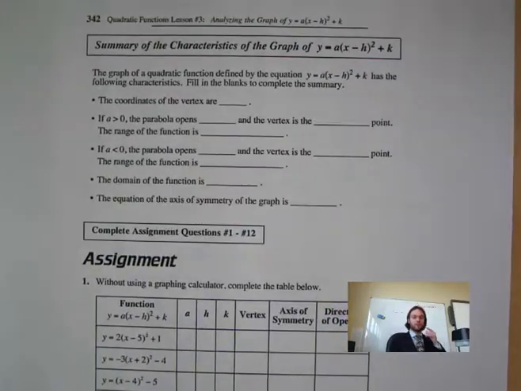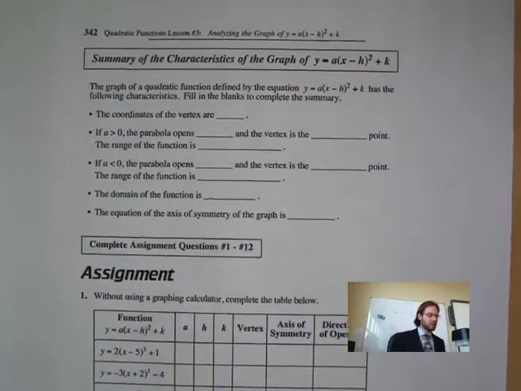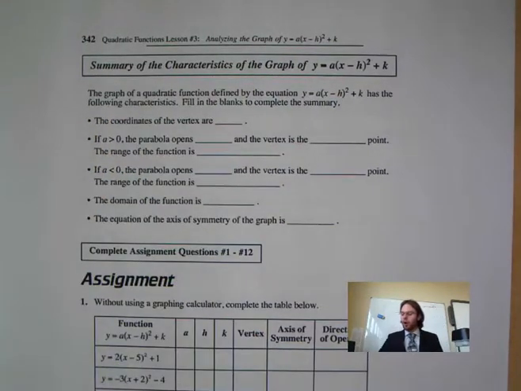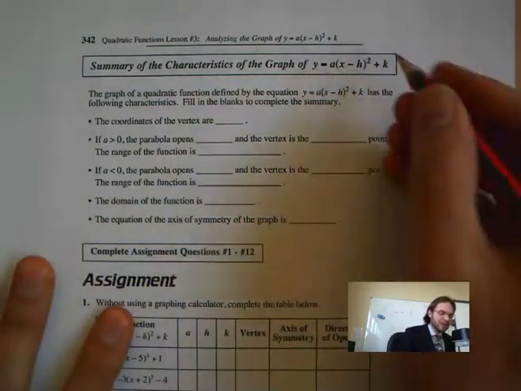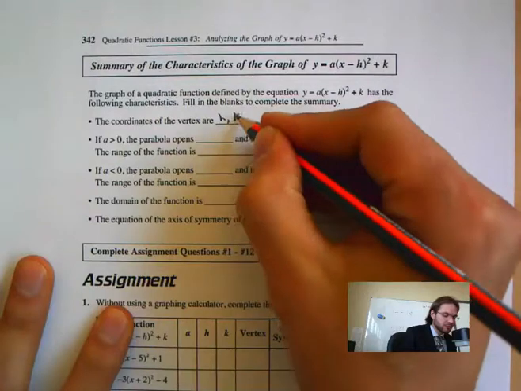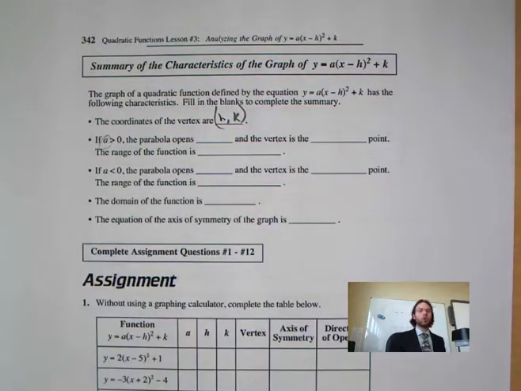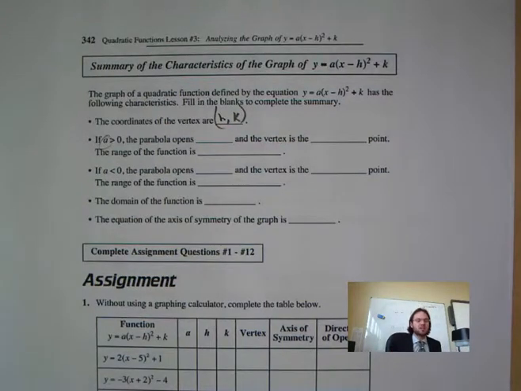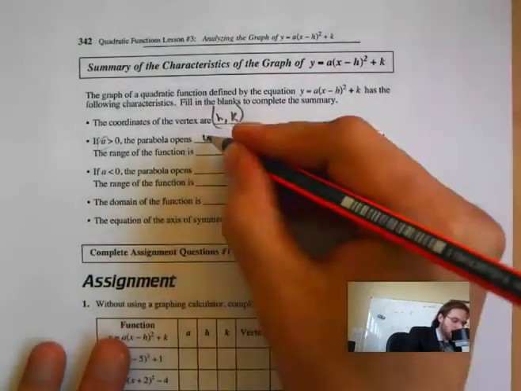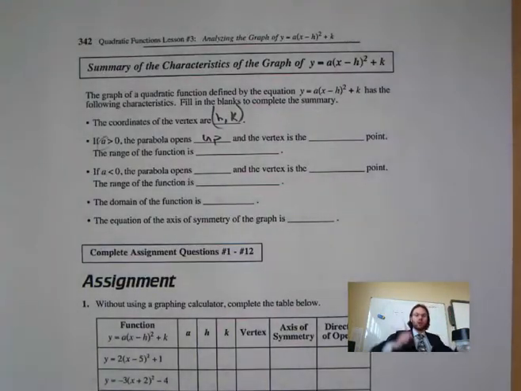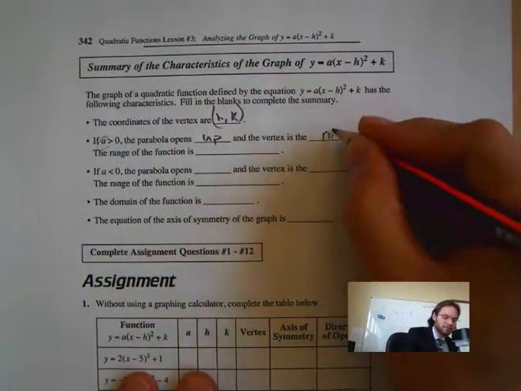So here is just a quick review before I send you off to do your assignment. It says, the coordinates of the vertex are always h and k. Okay? If a is greater than 0, the parabola opens. Well, if a is greater than 0, it's positive, it's happy. It opens up. You want to get up and do stuff. And the vertex is the, well, if we're positive and happy, there's only a minimum of what we could do, so the vertex is the minimum.